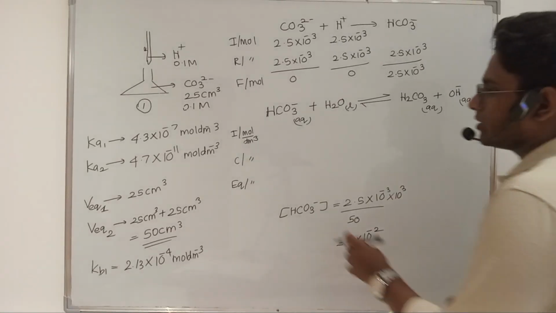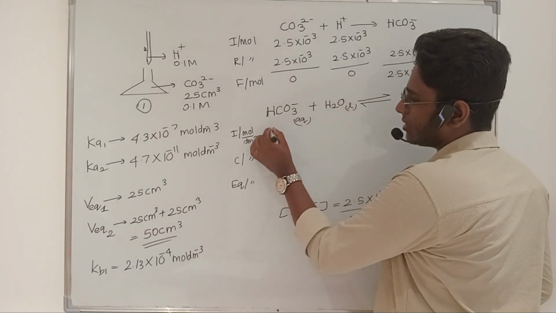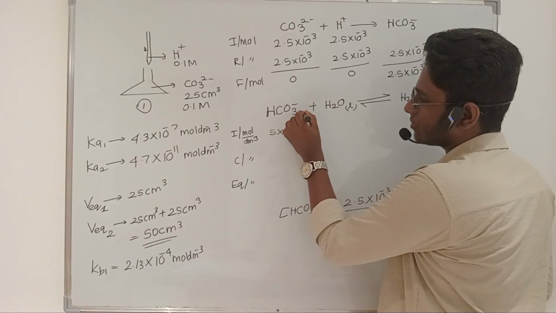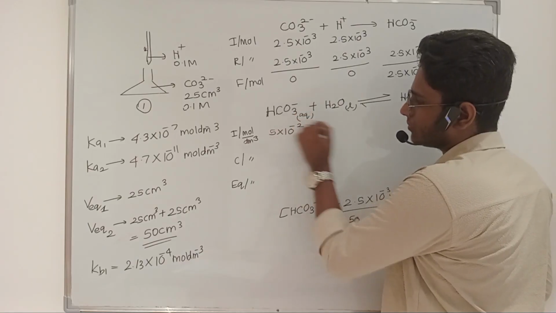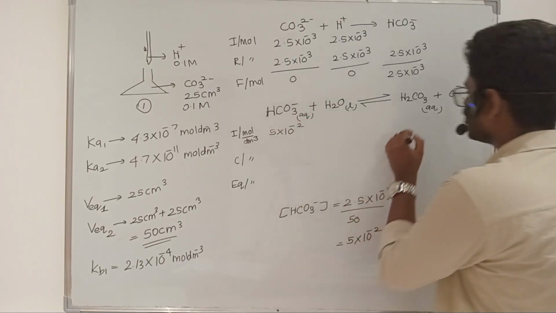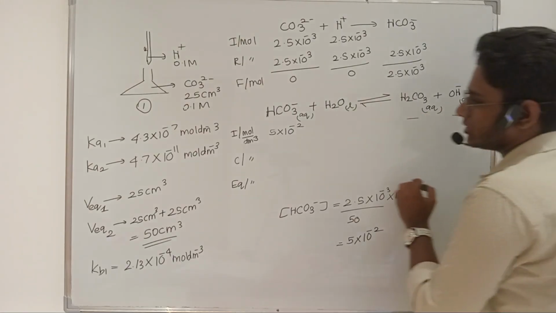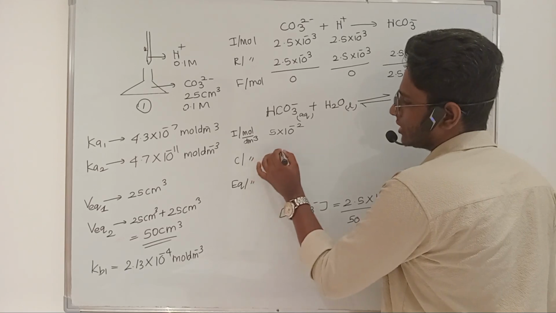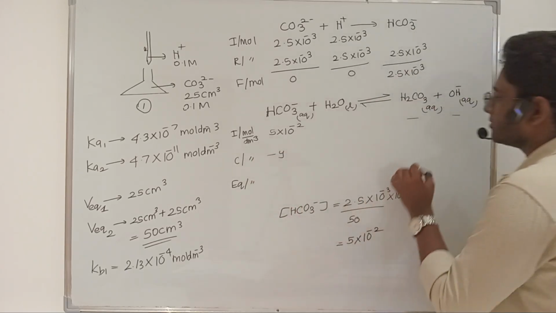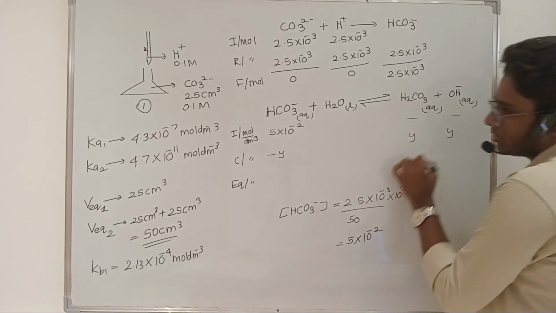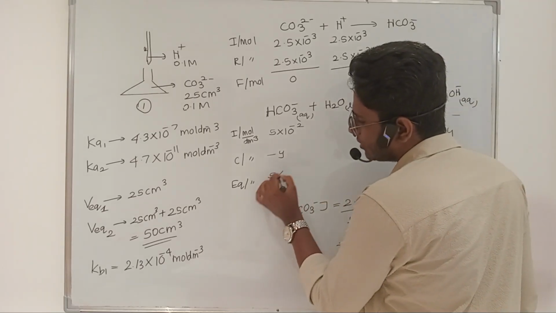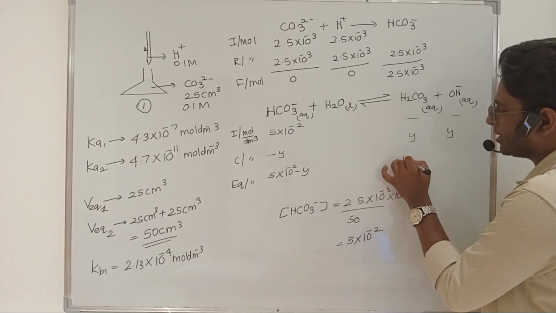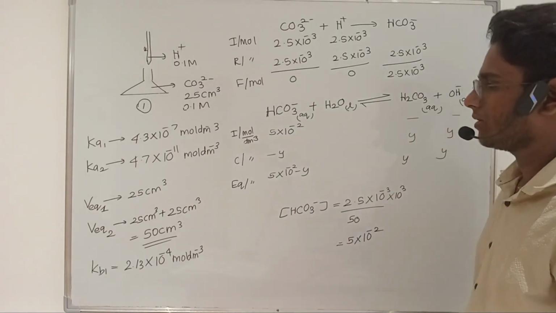So that is the initial concentration of bicarbonate, 5 into 10 to the power minus 2. The initial concentration of carbonic acid is 0, and OH minus is also 0. Assume the breaking amount is Y, because initially we took X, so here we'll take Y. So Y, Y, Y. The equilibrium will have 5 into 10 to the power minus 2 minus Y. Here you'll have Y, and here you'll have Y.